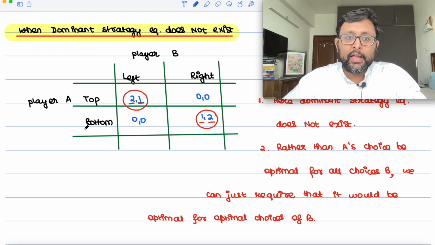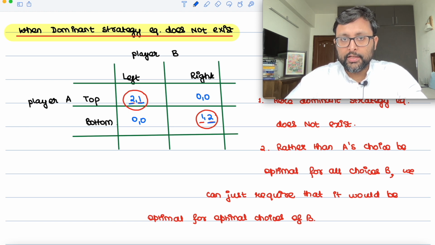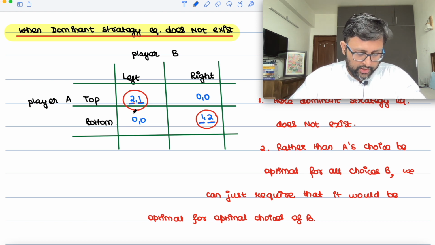Similarly, if player A plays bottom, then player B makes a choice between left and right, comparing 0 and 2. He's going to take 2. If player B plays right, player A has a choice between top and bottom, comparing 0 and 1. He's going to choose 1. So you have the Nash equilibrium here. There are two Nash equilibriums here.